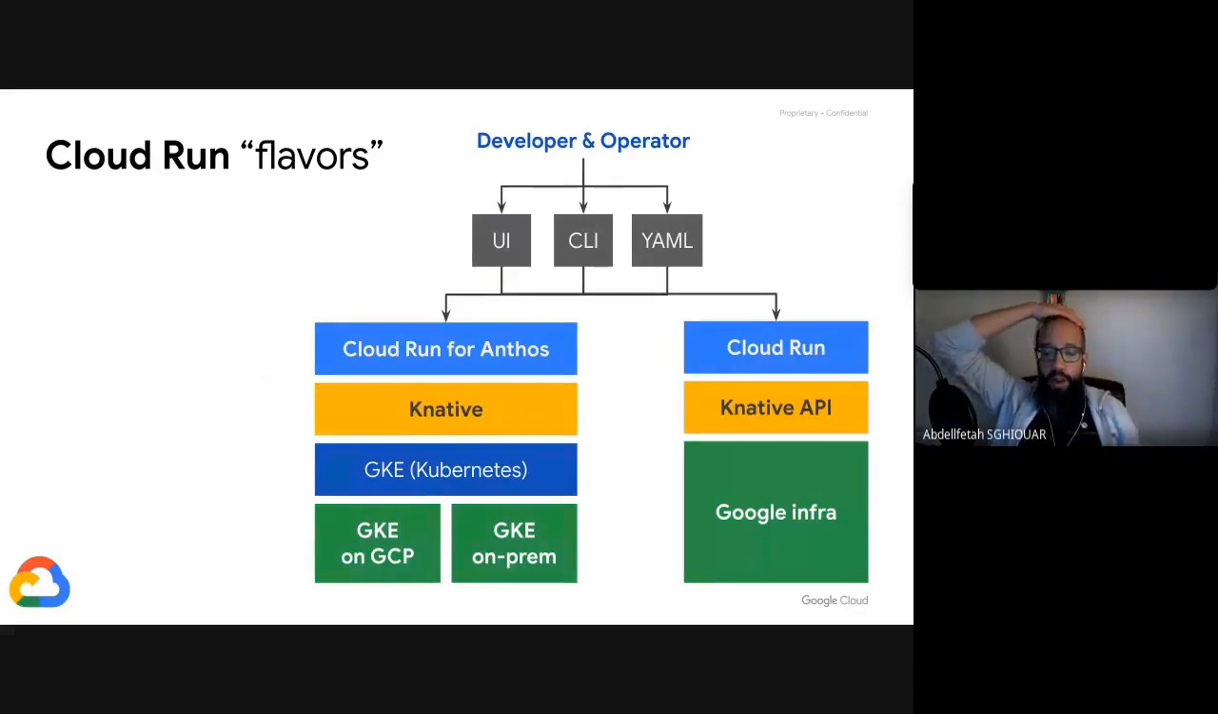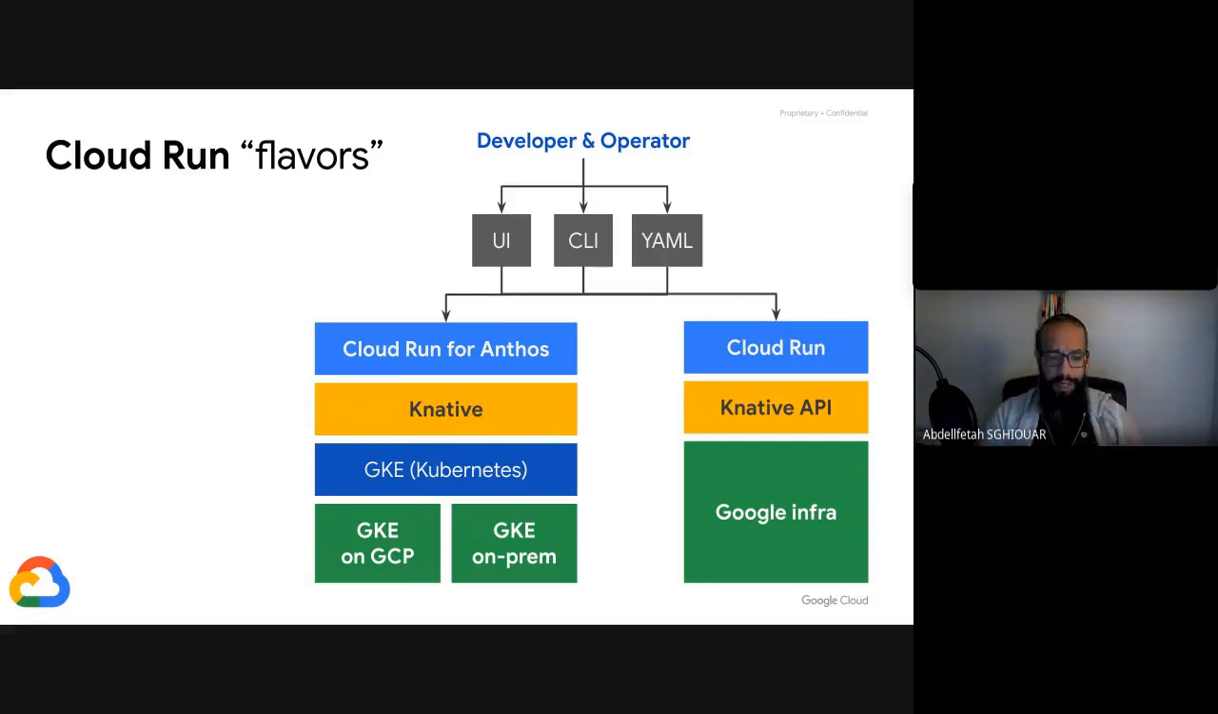So the whole point of Knative is that it doesn't matter whether it's the managed version on the right side, which runs on Google Cloud infrastructure, or it's the Anthos version on the left side, which either runs on GKE on GCP or on GKE on-prem. So that's basically the Kubernetes layer. The Knative API is the same, and the way, as a developer or as an operator, you interact with the service is the same. You use the same GUI, the same command line, the same YAML files to interact with the API.